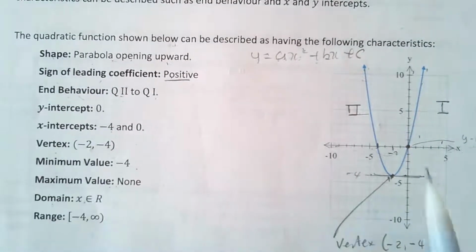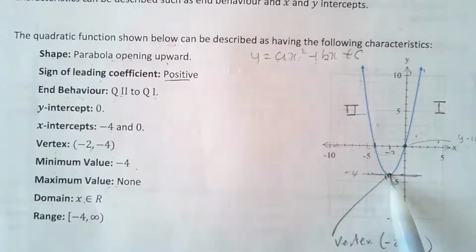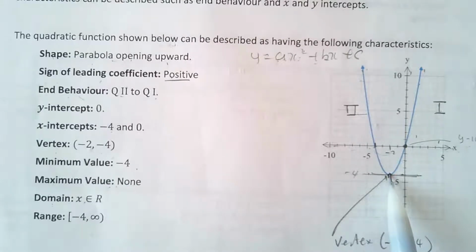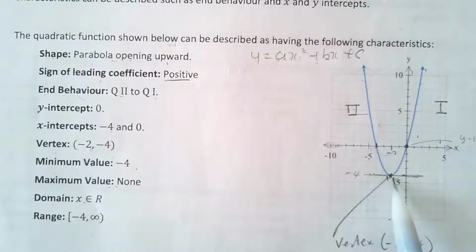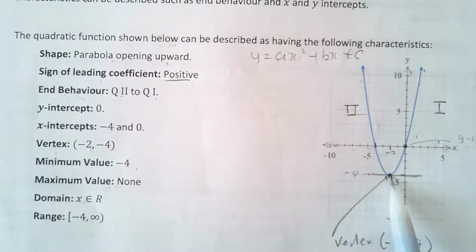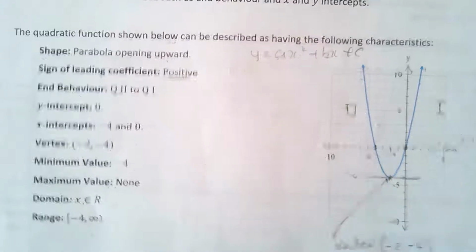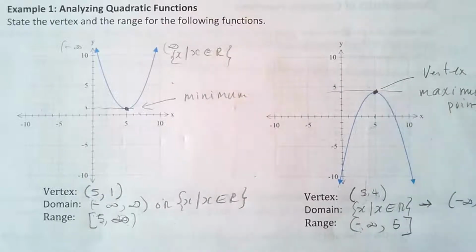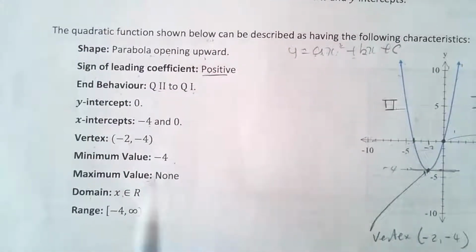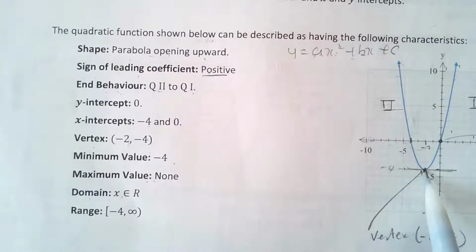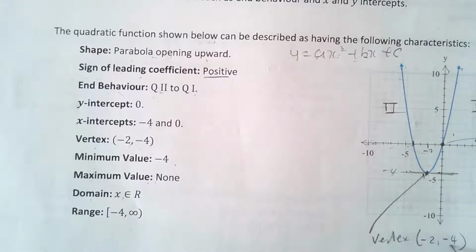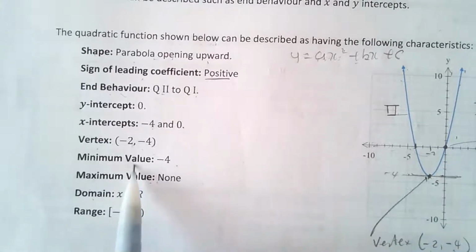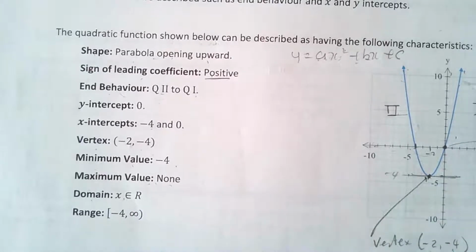The minimum value is the y coordinate of the vertex. And we said the vertex is the point where the graph changes direction. If it's going up, the vertex is a minimum point of the graph. If it's going down, it's the maximum point of the graph. So in this case, the vertex is (-2, -4), so the y value of the vertex is the minimum value. There's no maximum because the graph goes to infinity.